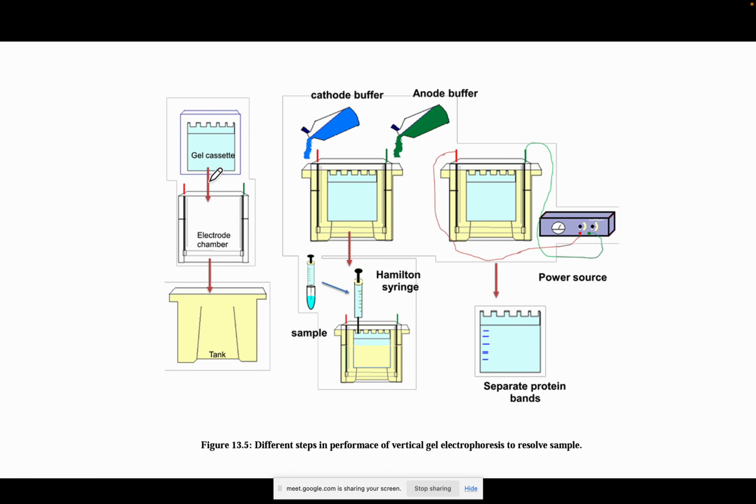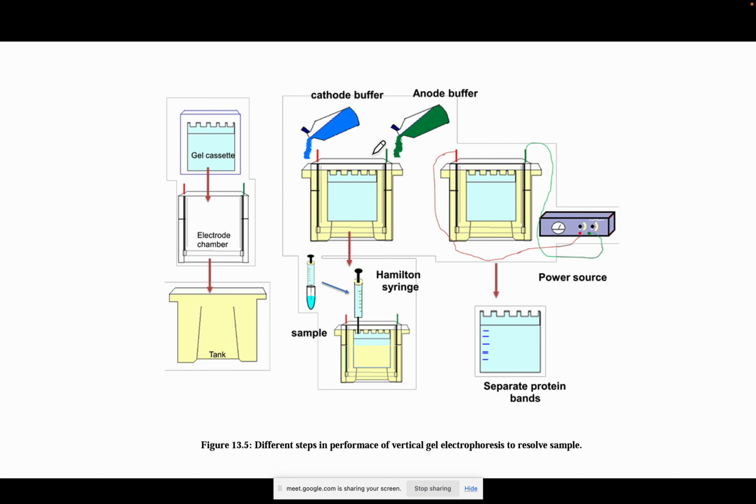Now the whole system is that this is the gel cassette, this is the electrode chamber, this is the tank. You will have everything together: the gel cassette you will fit in the electrode chamber, so that the gel will be connected with the electrode, and the running buffer you will add inside the electrode chamber and also inside the tank, so the whole system will be put inside the tank.